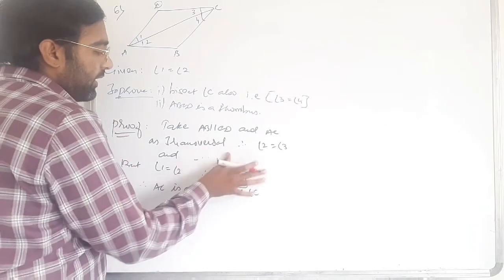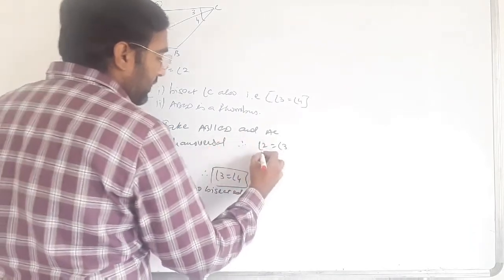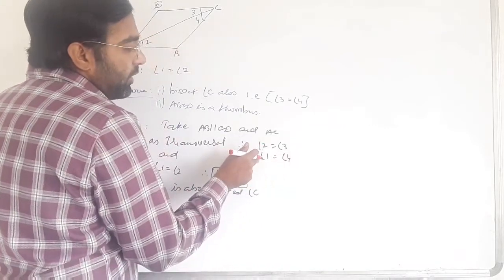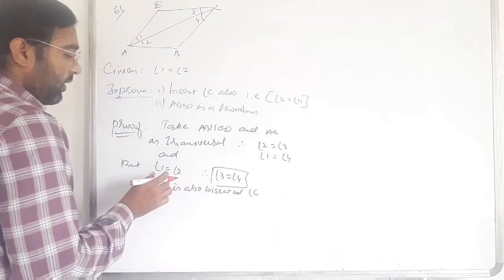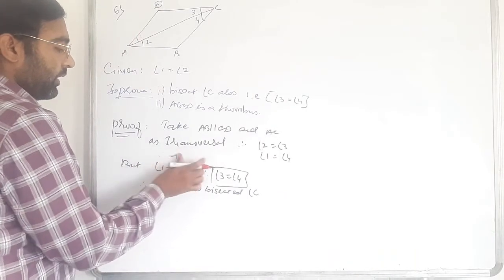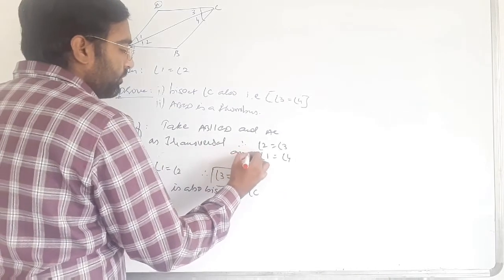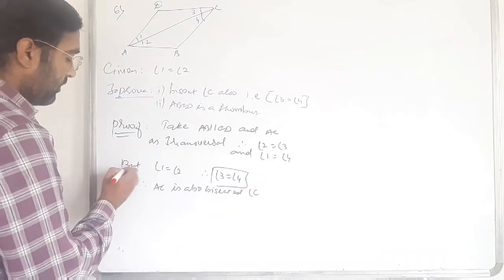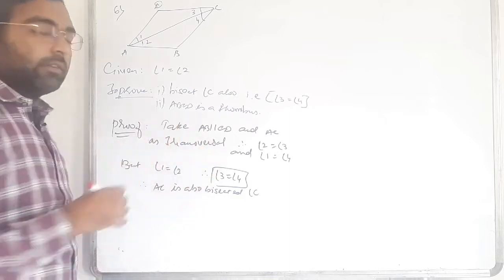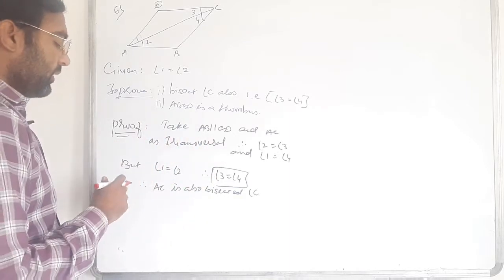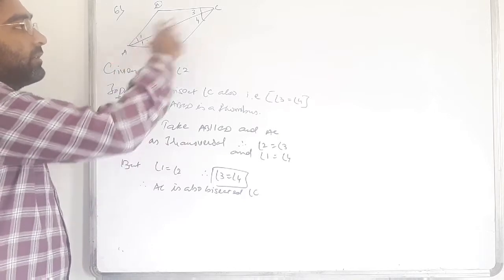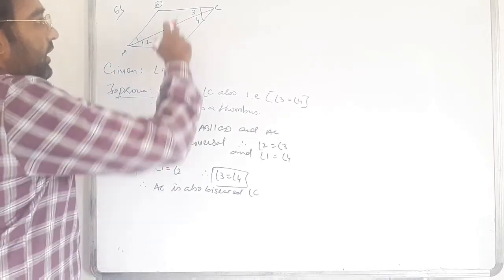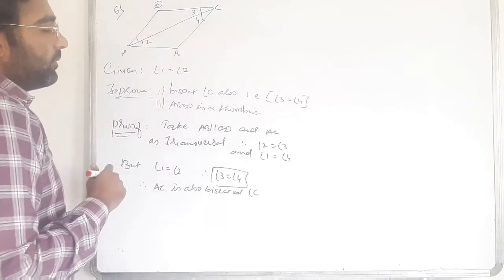If you want to understand more, then I'll write all the things here. Angle 1 is equal to angle 4. Here 1 and 2 are also equal, therefore 3 and 4 are also equal. Clear that? But 1 and 2 are equal, therefore angles 3 and 4 are also equal. Therefore AC also bisects angle C. We are proving that 3 and 4 are equal, 1 and 2 are equal.